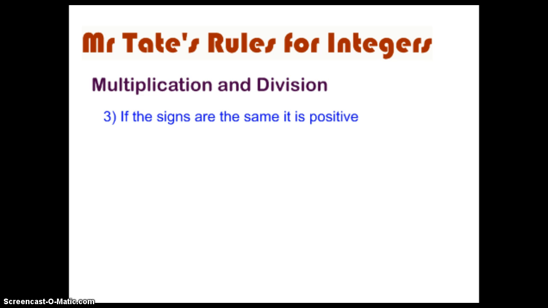Well, the first rule of multiplication and division says if the signs are the same, it's positive. Pretty simple. Doesn't matter if it's 2 positives or 2 negatives, it is going to be a positive number. So let's go ahead and get some examples here. Start with ones that we've seen our whole life.